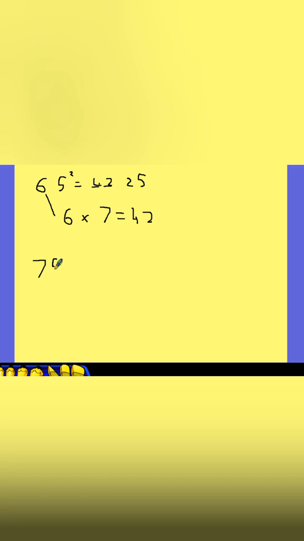Remember, what you're doing is taking the tens and adding 1 onto it. So this time it's going to end in a 25. Do 7 times 7 plus 1, which is 7 times 8, which will give you the missing one.